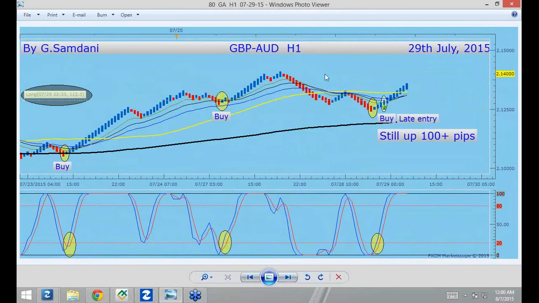This one, pound Aussie hourly chart going up. Entry is always from 5 minutes, but I'm just showing you to show the other entries here. This was a beautiful possible entry. This was a possible entry, nice and clean. And only from here to here, you have 112 pips. So imagine from here to here and here to here. It's probably 200, 300 pips from here to here.